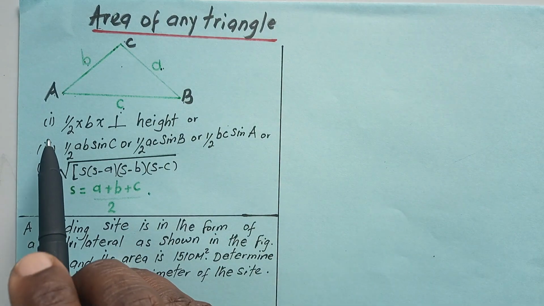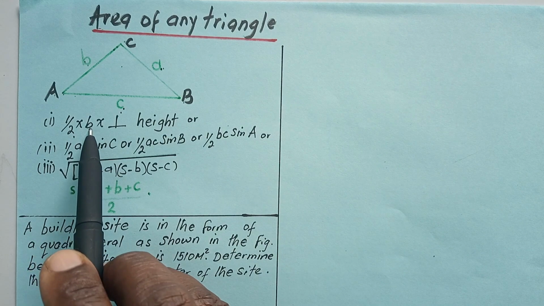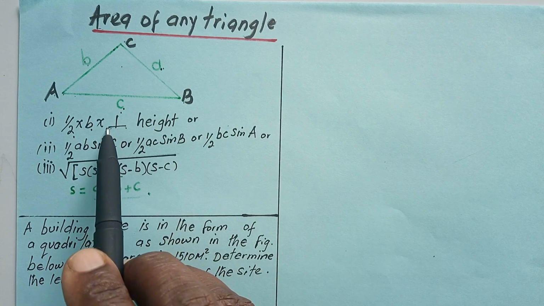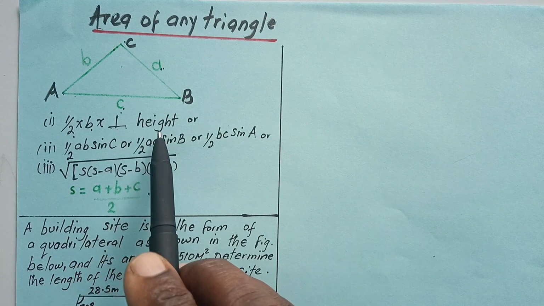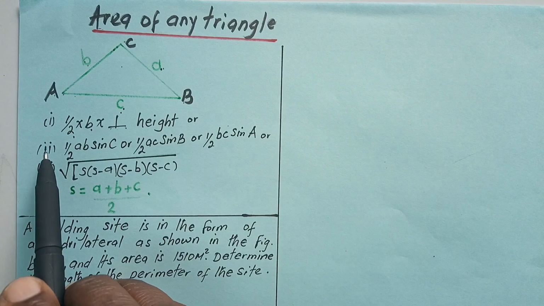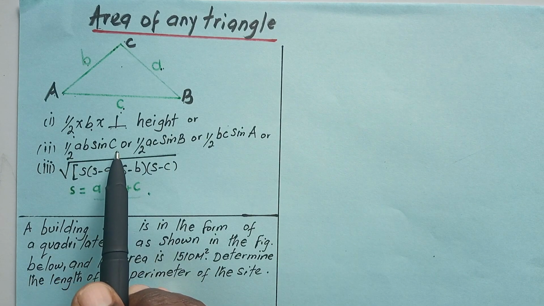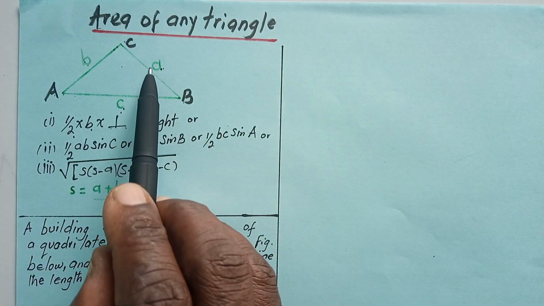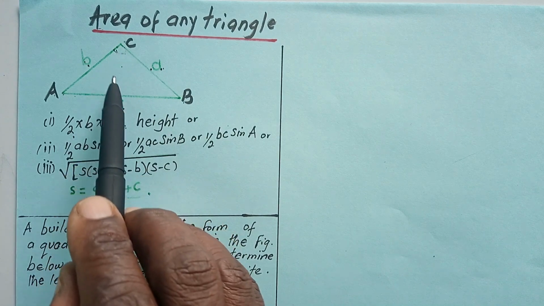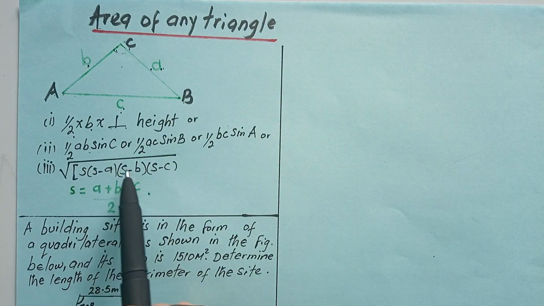So, Roman 1 for area, it is the same as a half multiplied by base multiplied by perpendicular height. So I've used this symbol here to represent perpendicular height. Alternatively, Roman 2, the area is a half ab sine C. So this is the a and the b, and C is the included angle. So it is a half times a times b sine C, giving us this one.